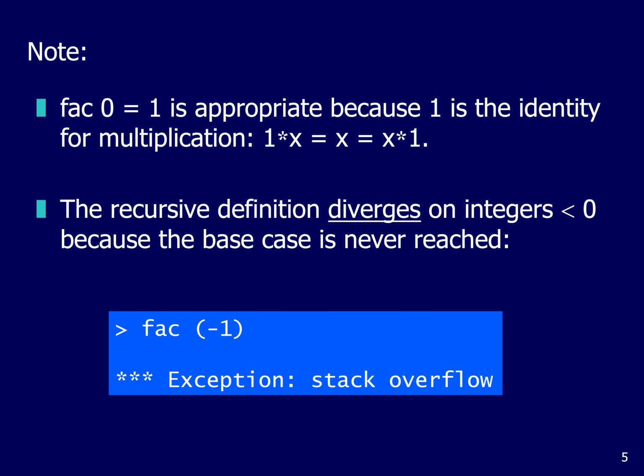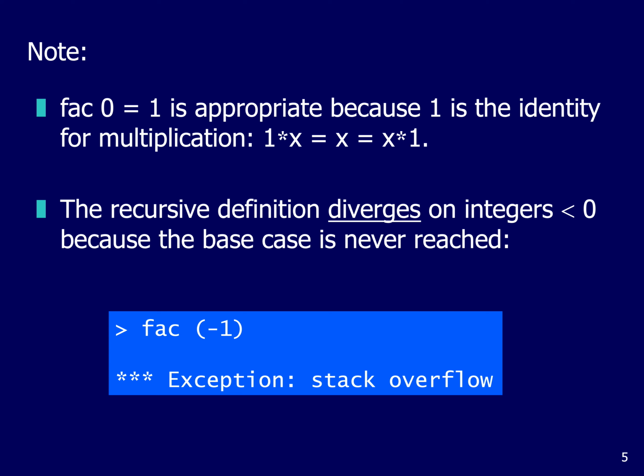So a couple of points to note here. The first point is, why did we define the base case to be factorial of 0 is 1? And this is appropriate because 1 is the so-called identity or unit for multiplication. If you multiply any number x by 1, it doesn't change it. So if you wanted to be precise, as in the top of the slide here, 1 times x is x, and x times 1 is x. So that's the appropriate base case for this definition.